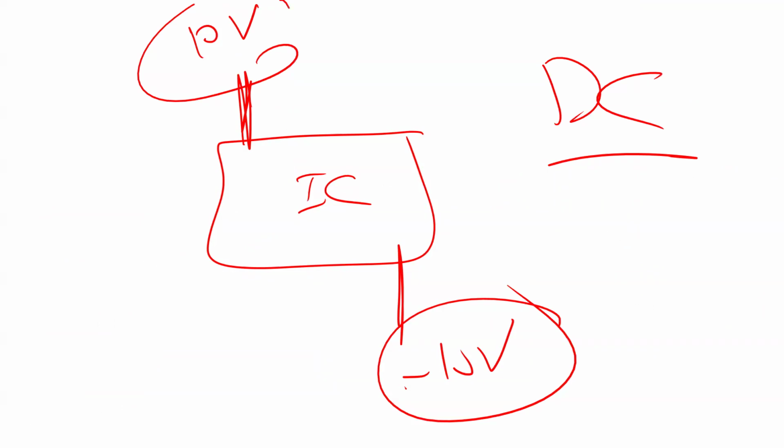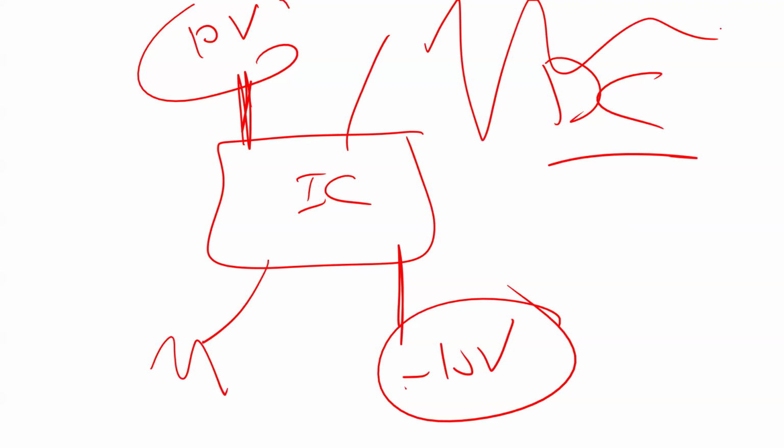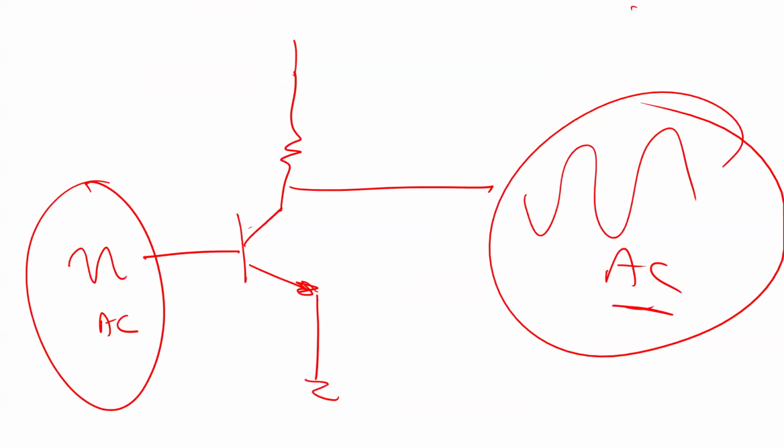But it's not the input. This is something just to make the transistor work, and then after that, I can input a signal. I'm going to get a signal, something like that. Is that okay, guys? So the conclusion is, for any IC, for any transistor, there is some DC along with the input. This DC, we call it bias. Is that okay?